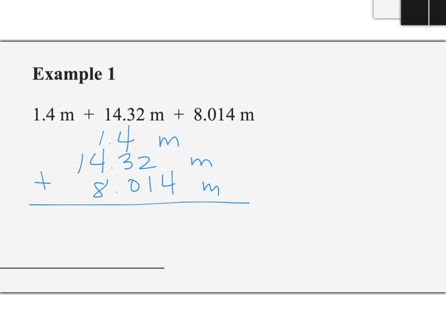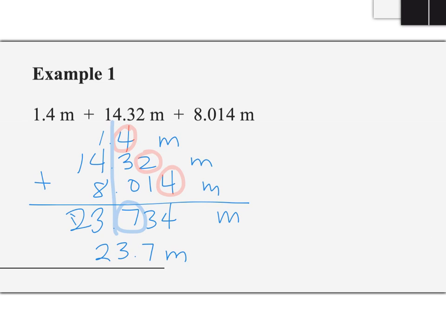So if we were to add this all up, we would get 23.734 meters. Now we want to look at our uncertain digits. Here are the circled ones, these are our uncertain digits. And so the rule is it would be the leftmost uncertain digit, and that would be lining up right down this way. So this would be our leftmost uncertain digit. So rounded to the correct number of significant figures, it would be 23.7 meters, and this would be our answer.